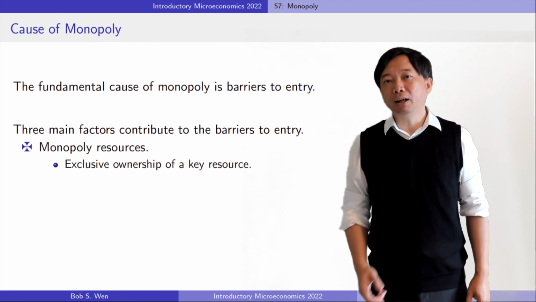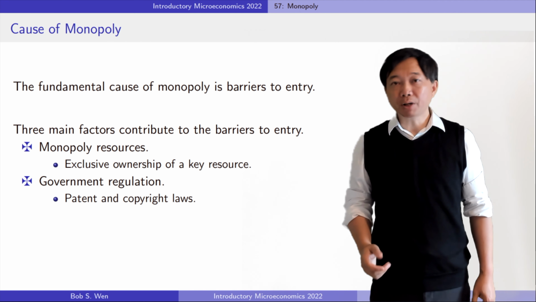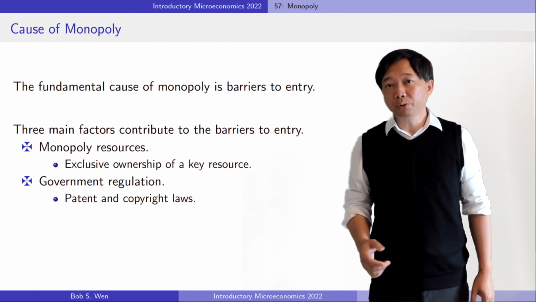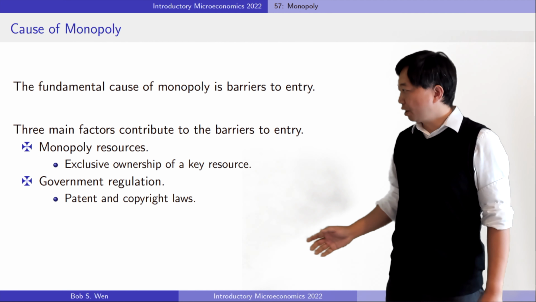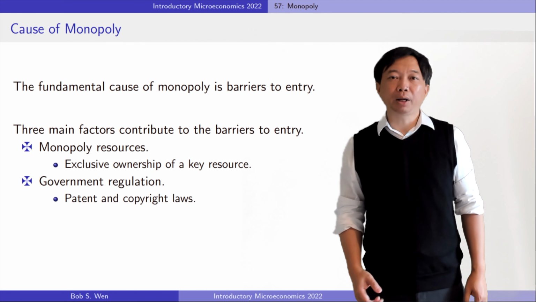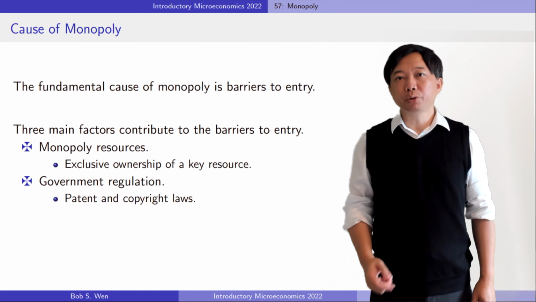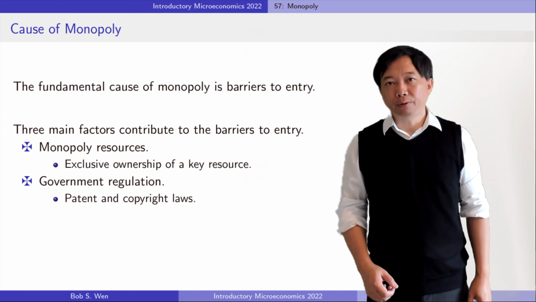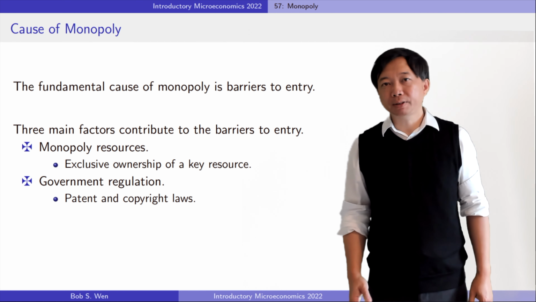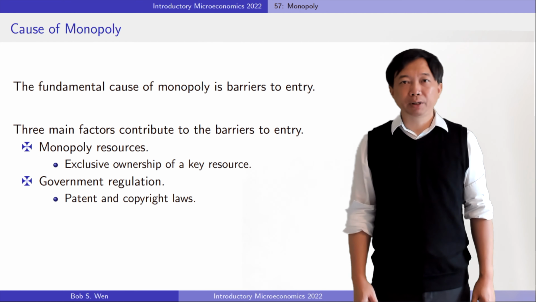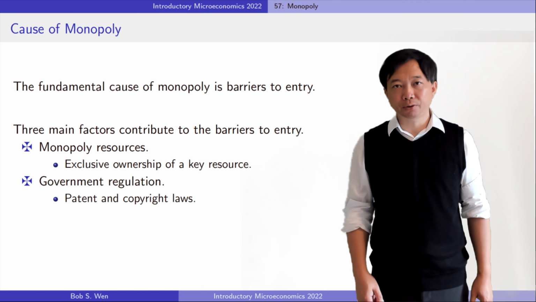The second source of the limited entry is the government regulation. The government sometimes gives a single firm the exclusive right to produce some good or service. The patent and copyright laws are two important examples. A patent is an exclusive right granted for an invention. The right excludes others from making, using, or selling the invention. Generally, the term of a new patent is 20 years in the United States.